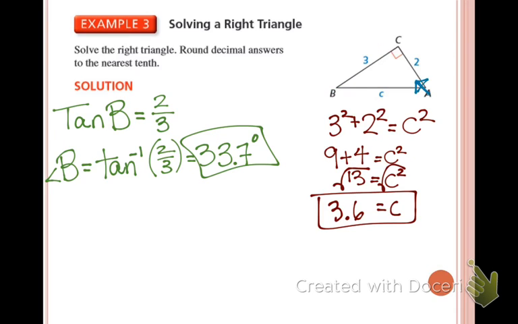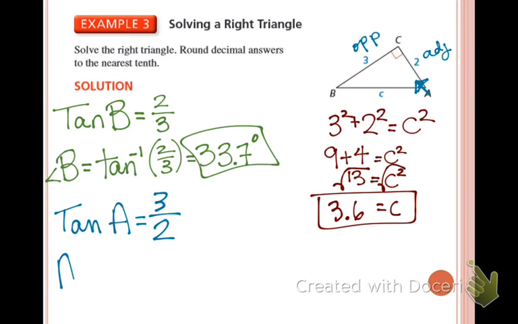From angle A, 3 is going to be my what kind of side? Opposite. And 2 is adjacent. So which trig function deals with opposite and adjacent? Tangent again. So tangent from the angle of A equals the opposite, which is 3, over the adjacent, which is 2. So angle A equals tangent to the negative 1 of 3 over 2. Now type that into your calculator.